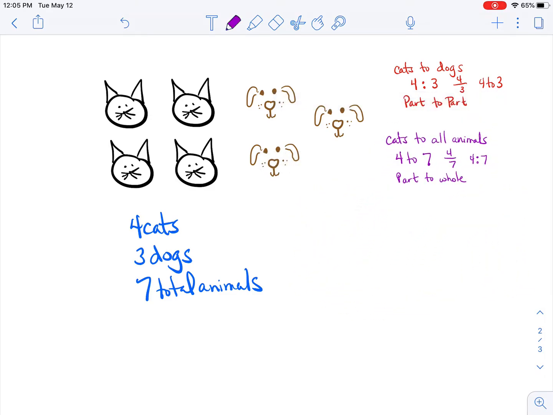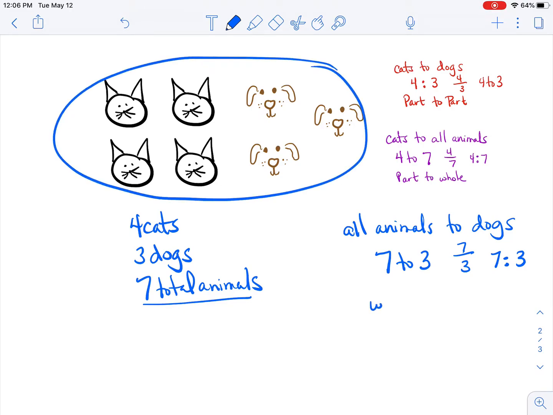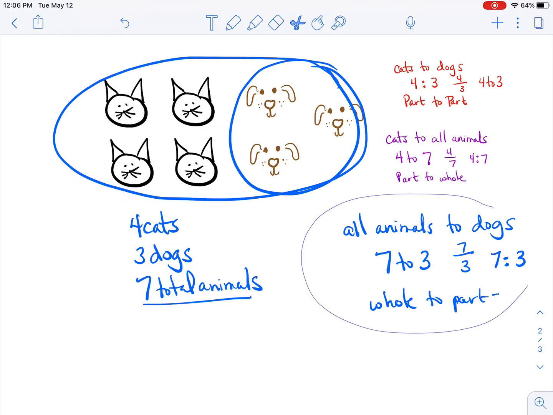All right, and let's do a third example. If I wanted to compare all animals to dogs. In our picture, there are 7 total animals, all animals, and there are 3 dogs. So my ratio would be 7 to 3. 7 over 3, 7 colon 3. All animals are the whole. It's including everything. So all animals would be whole, and dogs would be part of the picture. So in this case, all animals to dogs would be a whole to part ratio.